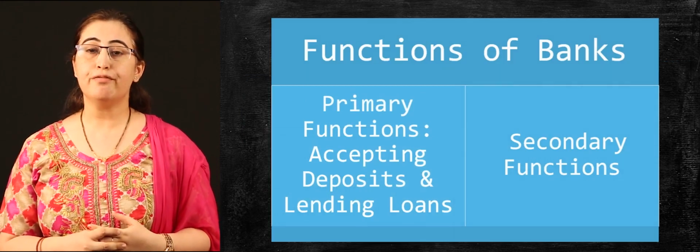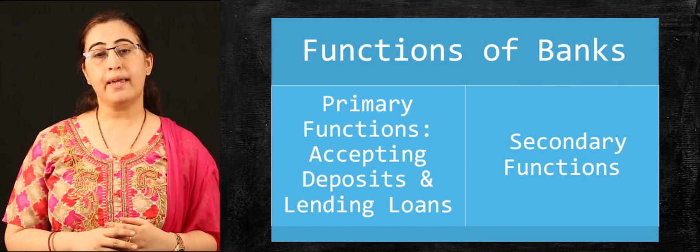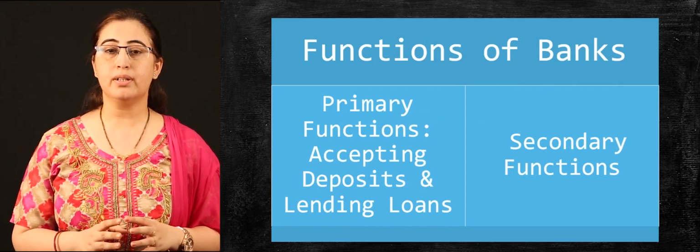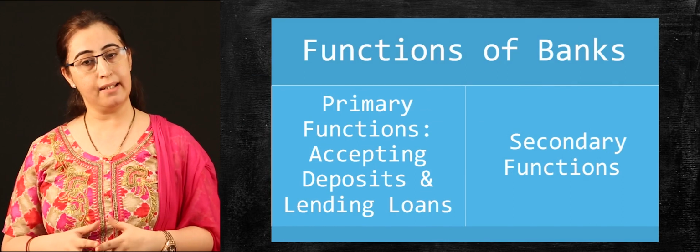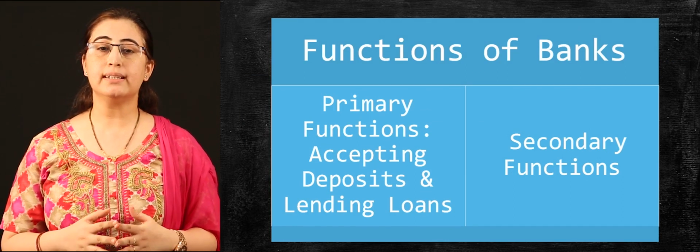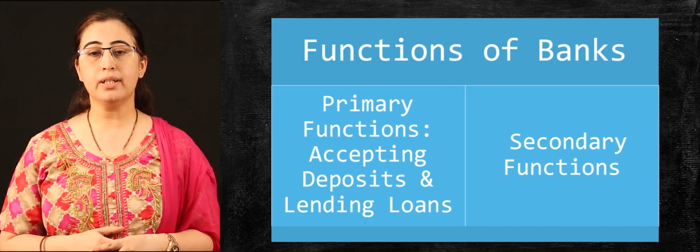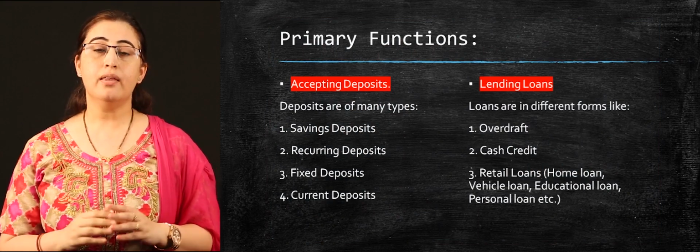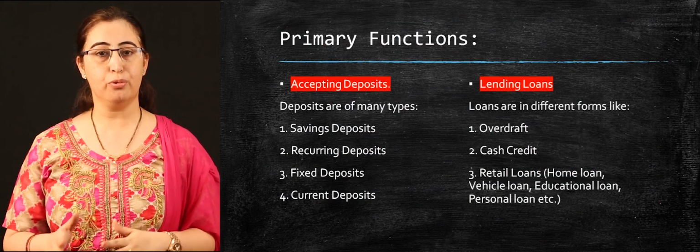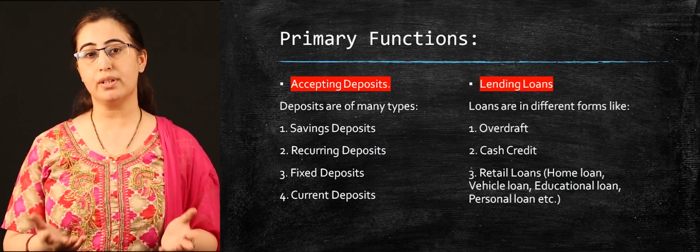So, let's see the different functions of a bank. The banking function is divided into two parts. One is primary function and second is secondary function. Primary function is accepting deposits and lending loans. Now look at the primary function in detail. We classify primary function into two parts. Accepting deposits. Now deposits are of many types.